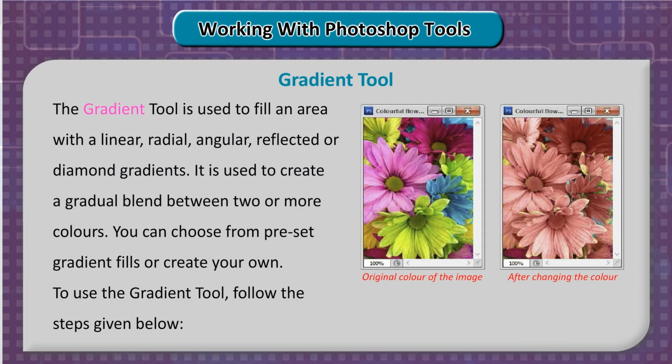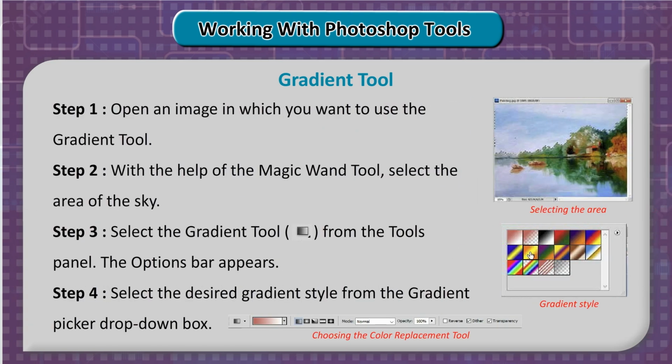Gradient tool. The Gradient tool is used to fill an area with a linear, radial, angular, reflected or diamond gradients. It is used to create a gradual blend between two or more colors. You can choose from preset gradient fills or create your own. To use the Gradient tool, follow the steps given below. Original color of the image. After changing the color.